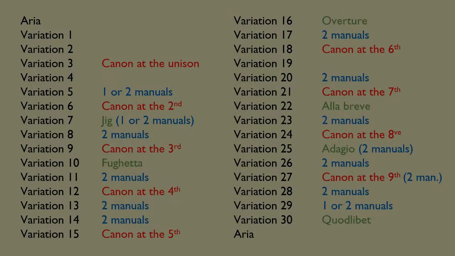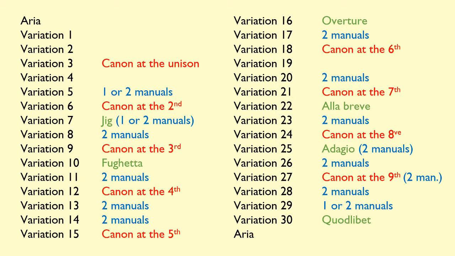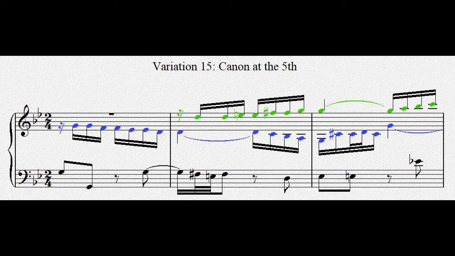Now, this pattern of canons every third variation continues through the piece, but in the canons at the fourth and the fifth, which are variations 12 and 15, Bach goes one stage further still by inverting the canon. Here's the beginning of variation 15.